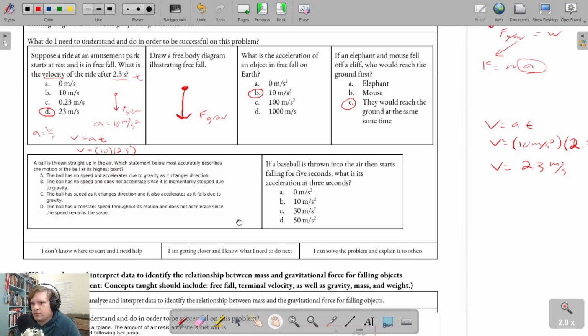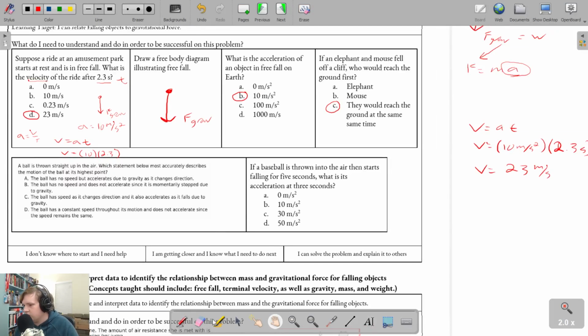All right, and here we go. We got two more questions for this. A ball is thrown straight up in the air. Which statement below most accurately describes the motion of the ball at its highest point? Okay, again, test-taking skill number 1: don't confuse yourself by reading the answers. Read the question. Stop. Think about it. Use your brain. Trust yourself.